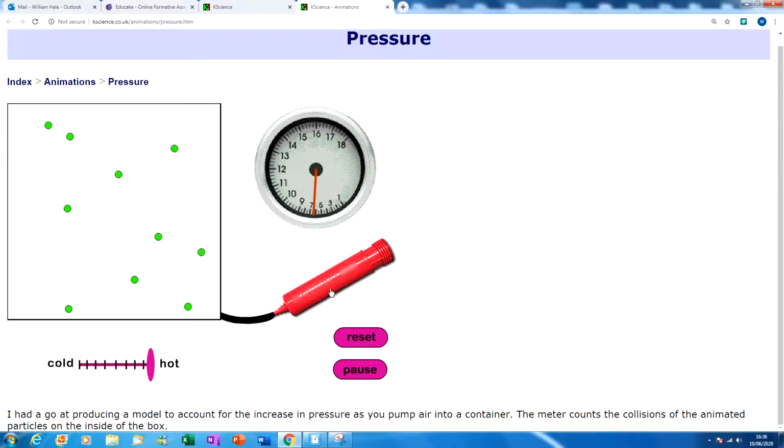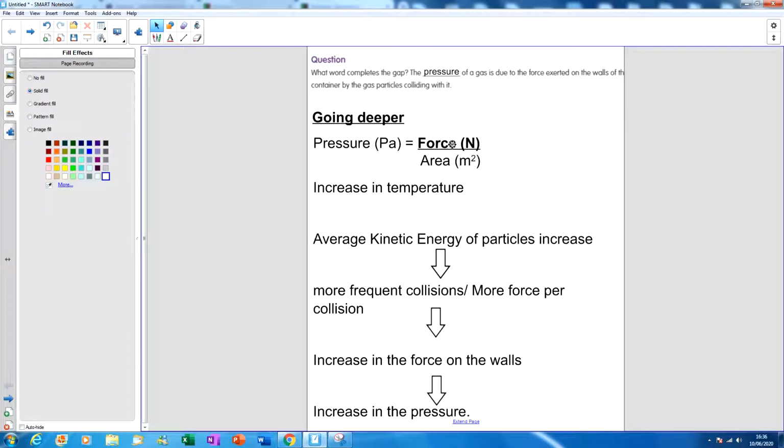So why is it then that higher temperature objects exert greater pressures on the walls of their container? The area of the walls haven't changed. We've got 4 walls here, and they were the same in either case. So we can go back to the middle. The walls are the same. So it's got to do with the other thing in the equation, which is the force.